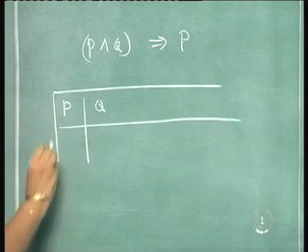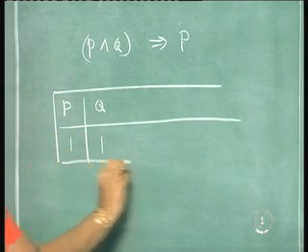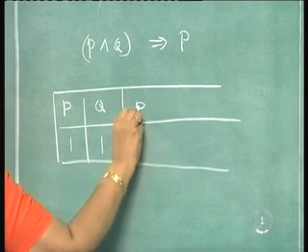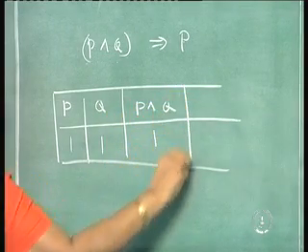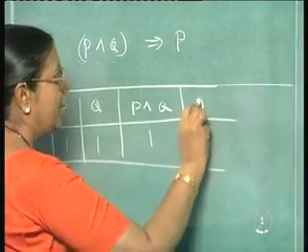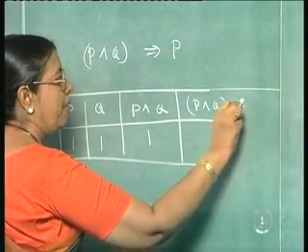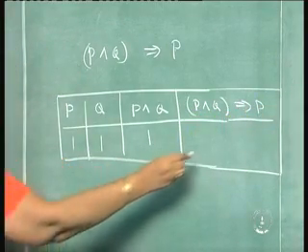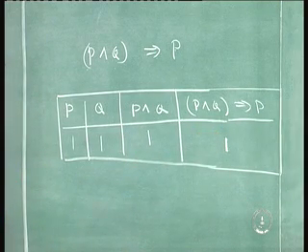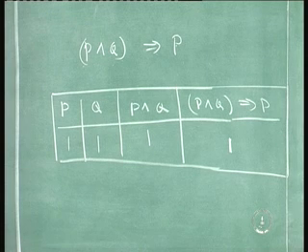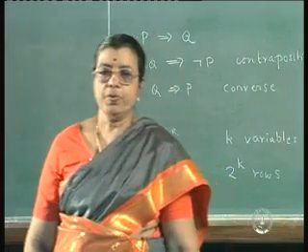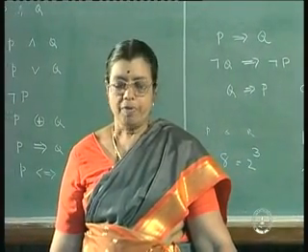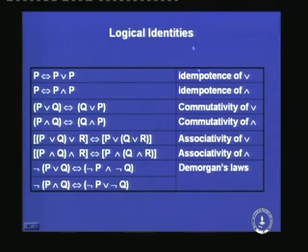When will P and Q be true? When P is true and Q is true. So, it is enough if we consider this row alone. So, in this case P and Q is true, and obviously P and Q implies P, because both the antecedent and the consequent are true, this implication will be true. So, we find that it is not always necessary to write all the rows. In some cases it is enough if we write a few rows which are necessary to show what we want. We have also seen some logical identities. Let us recall what we have seen.